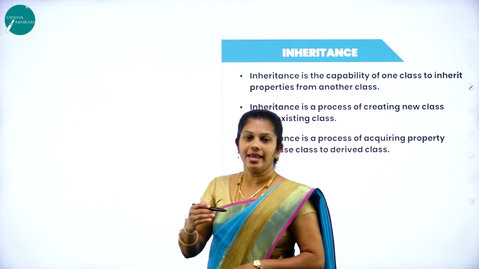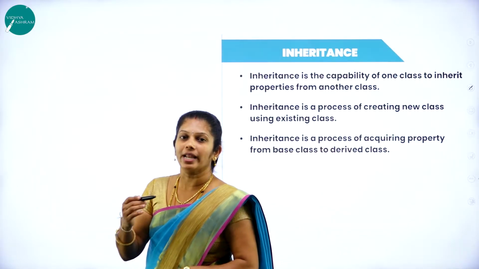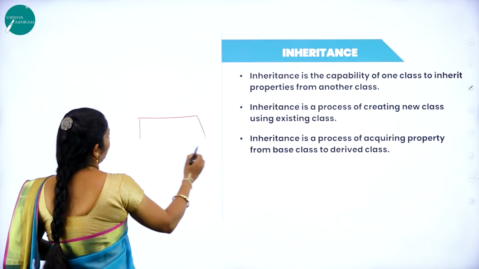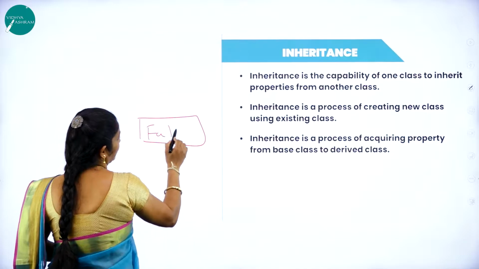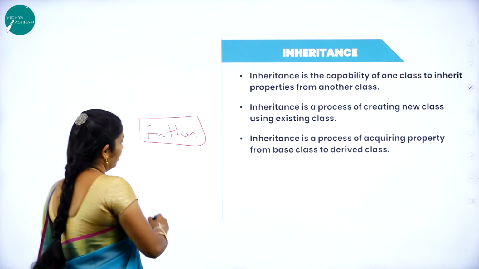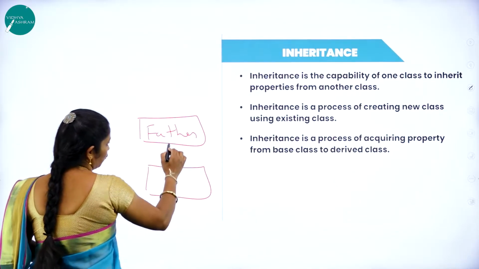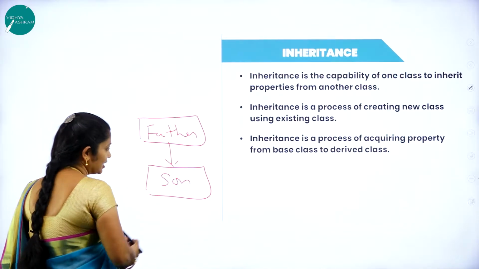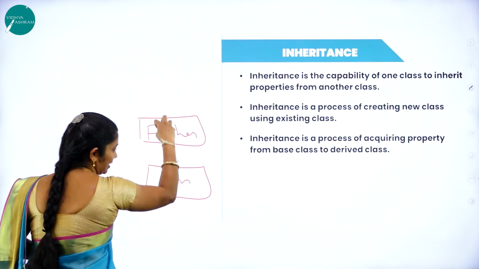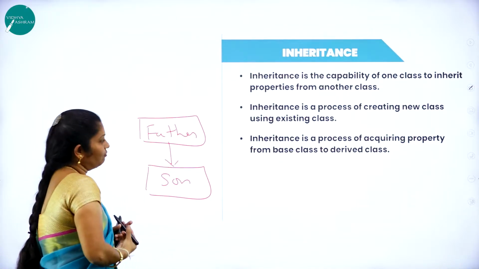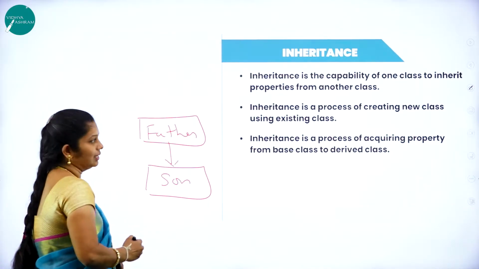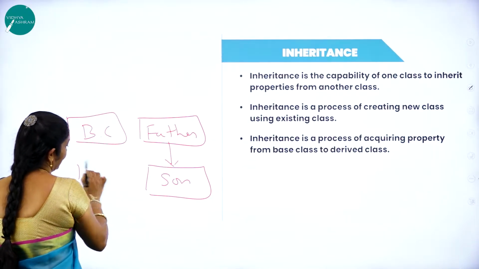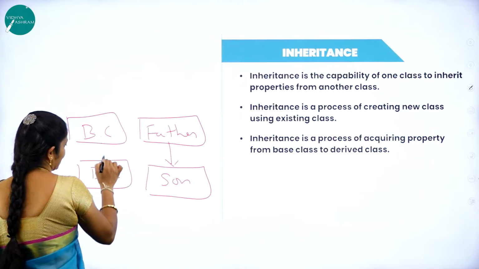Or I can say it's a process of creating a new class by using an existing class. For example, consider we have the base class father. The same properties of father are passed to son. That means the son takes the properties and behavior from the base class father. That means here we have the base class, and here we have the derived class.